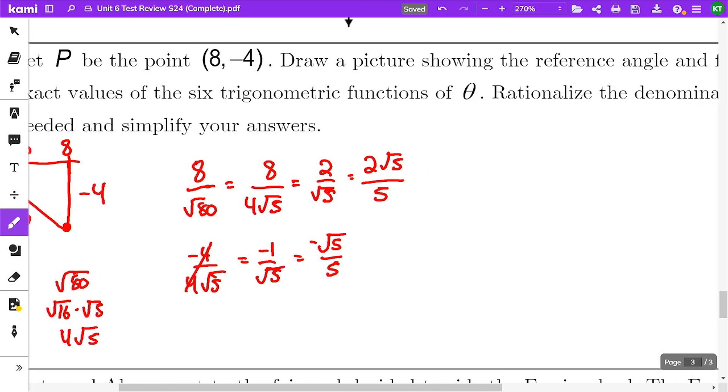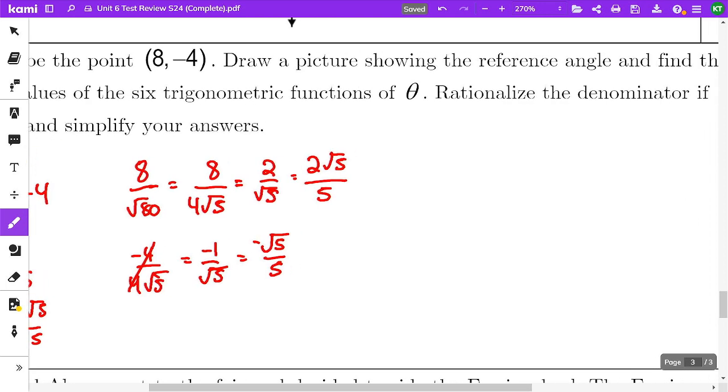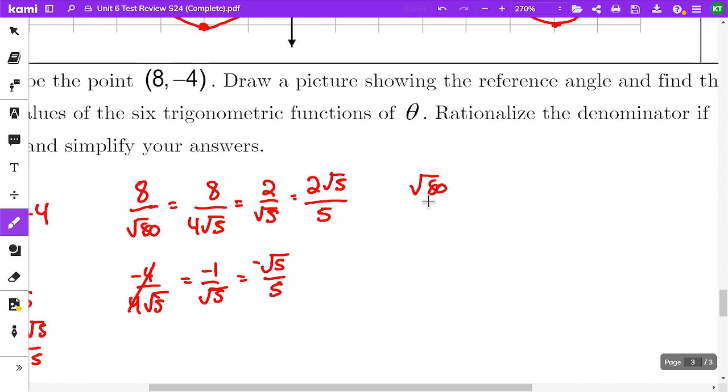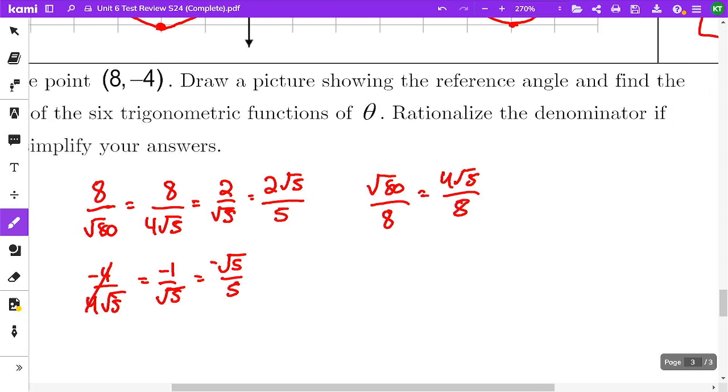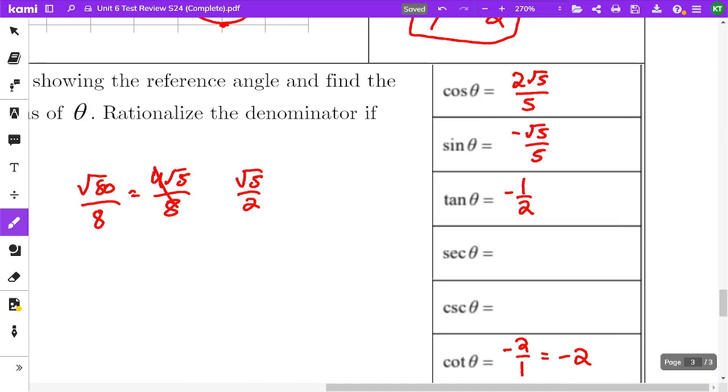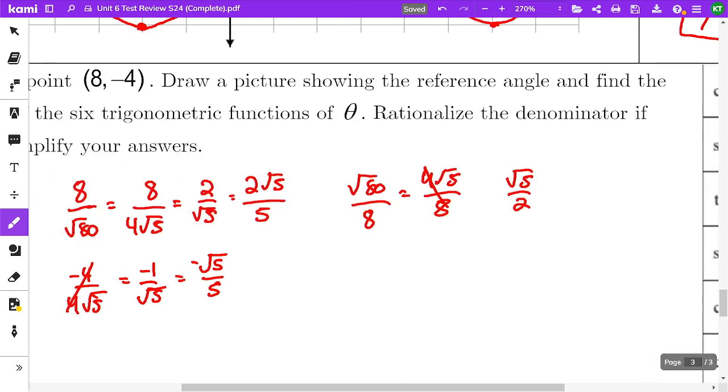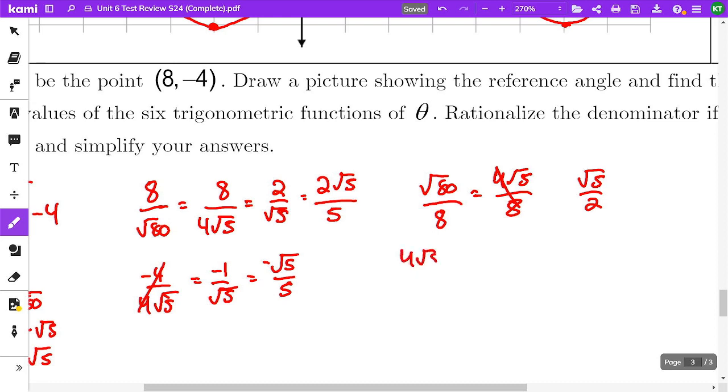Now we're going to do our reciprocals. So now we're going to have root 80 over 8, which is going to be 4 root 5 over 8. Those cancel out, which will be root 5 over 2. So that's secant. And lastly, cosecant, I have 4 root 5 over -4. Those cancel out, leaving me with -root 5.